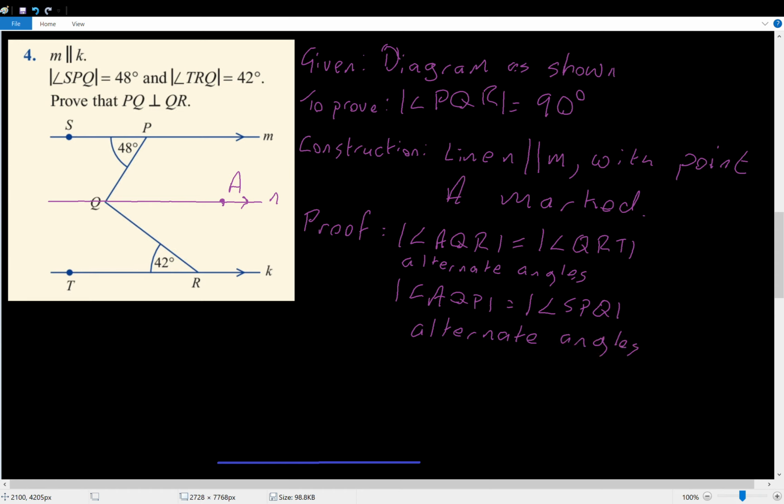So from there we can say that the measure of angle PQR is equal to the sum of the two angles that are separated by line N. So it's going to be the measure of angle PQA plus the measure of angle AQR.